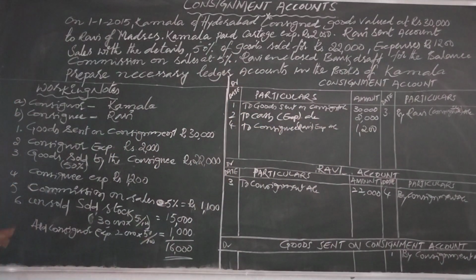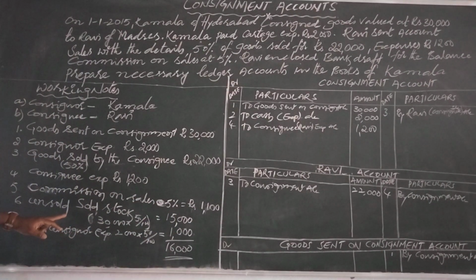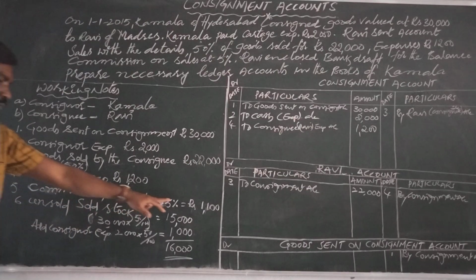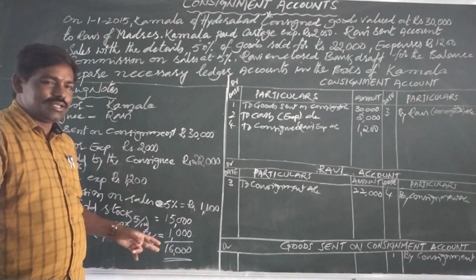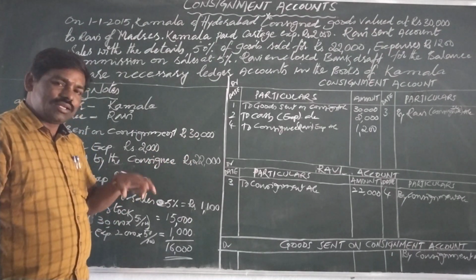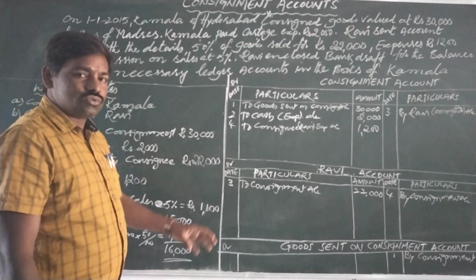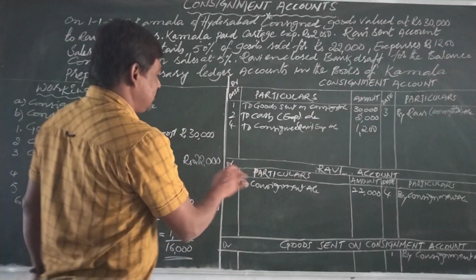And come to the next point, that is consignee commission. Here 1,100 rupees we calculated as the commission on consignment sales. So it will be shown in two places. The entry is consignment account debit to consignee account. This entry we will write in the books of consignor. We have to think this entry in our mind. Now we can post the entry in the ledger books.